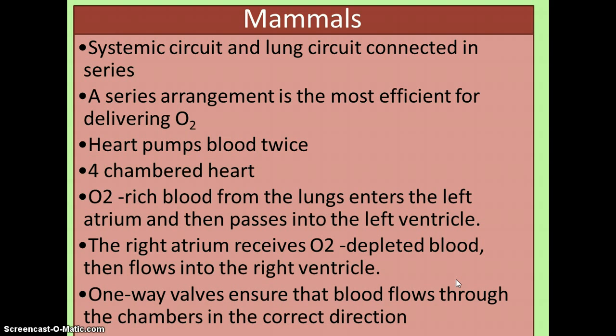On to the mammals. Mammals and fish are similar in that they both have systemic and lung circuits connected in series, but there are strong differences between the two. Mammals have a four-chambered heart, whereas the fish only have two chambers.